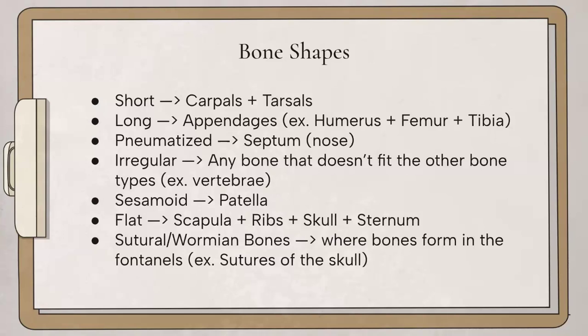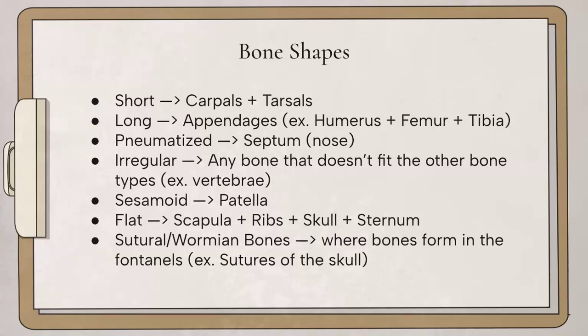Irregular is any bone that doesn't fit into the other categories. So a vertebra is very oddly shaped, and depending on which region of the back you are in, cervical, thoracic, or lumbar, the vertebrae are going to look a little bit different. So they are classified as irregular. Then you have your sesamoid bones. One of the primary examples, and there are very few places you can see this type of bone, is your patella, which is your kneecap.